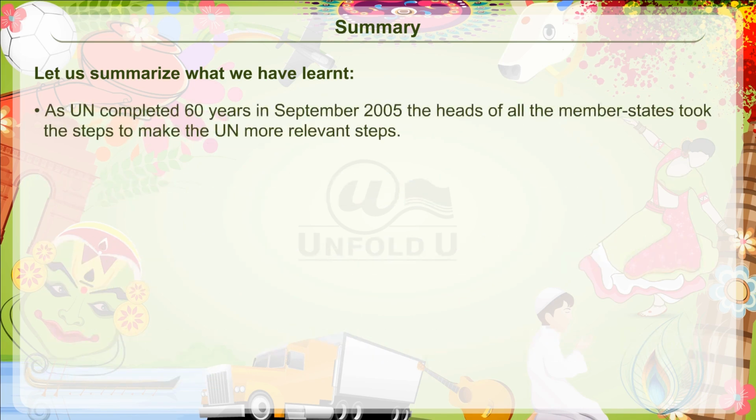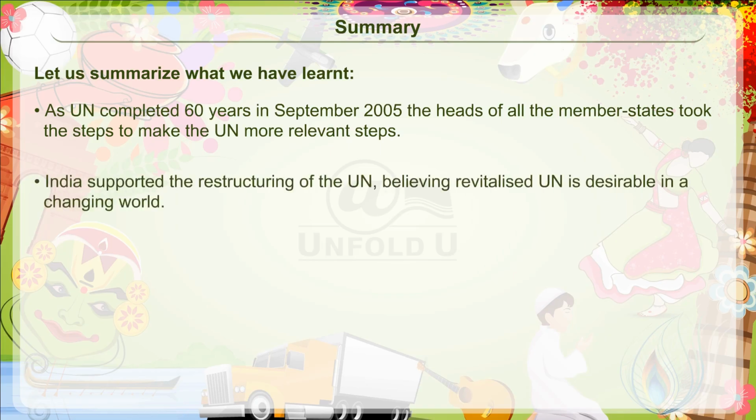As the UN completed 60 years in September 2005, the heads of all the member states took steps to make the UN more relevant. India supported the restructuring of the UN, believing a revitalized UN is desirable in a changing world.